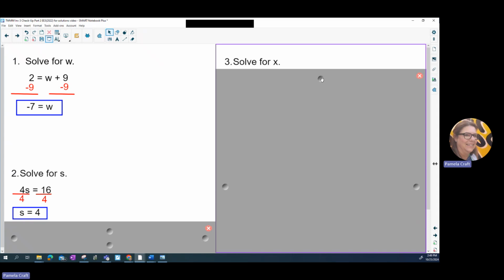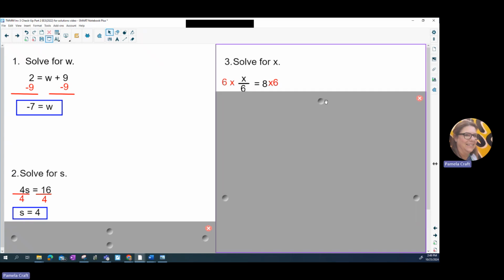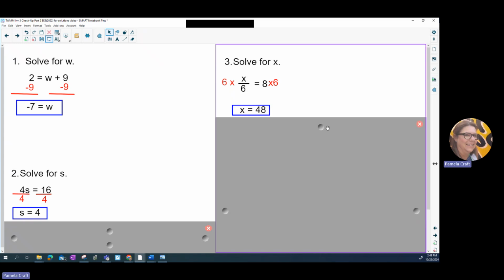Number 3, we're solving for x. We have x over 6 is equal to 8. This is a one-step equation with division. So to undo the division, we're going to multiply by 6 on both sides. X over 6 times 6 is just 1x, and 8 times 6 is 48.